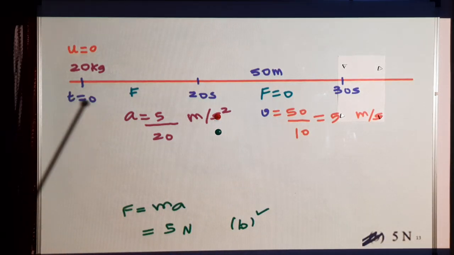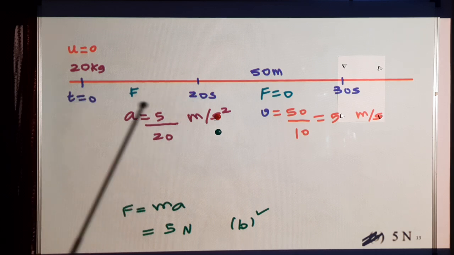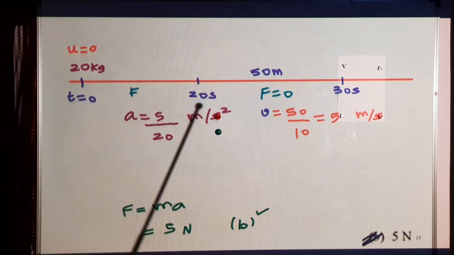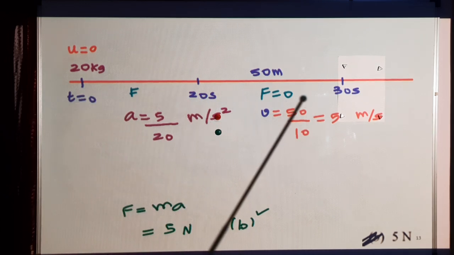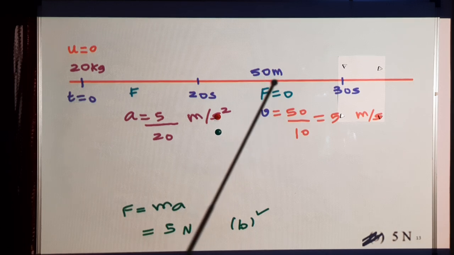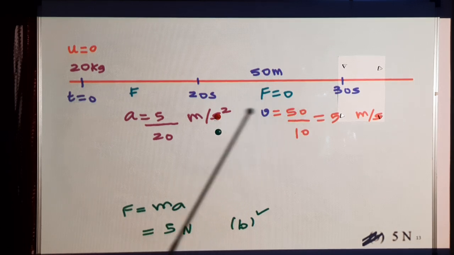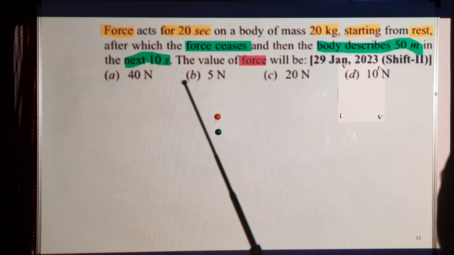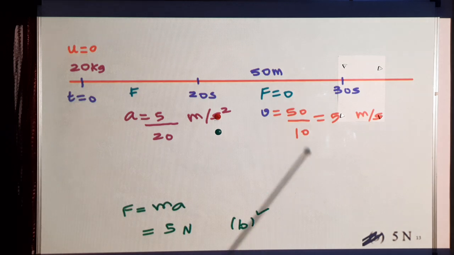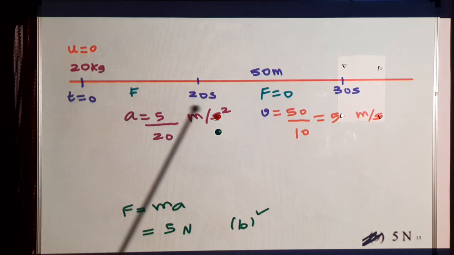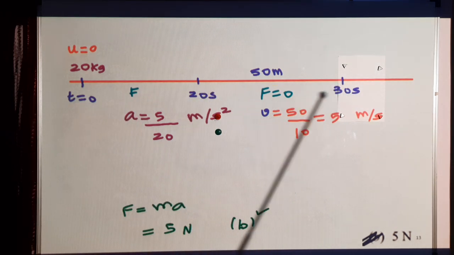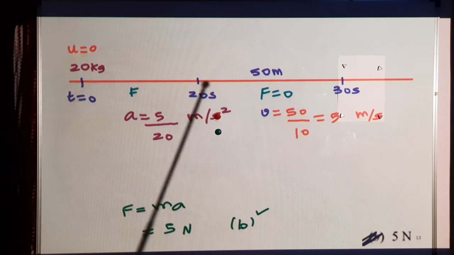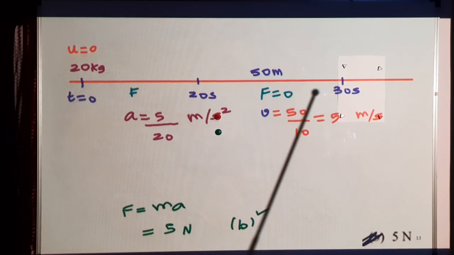So in this motion there are two parts. In the first part, for 20 seconds there is a force. After that, the force ceases to exist. In the second part, it travels a distance of 50 meters, given in the question, in the next 10 seconds. So here the time is 30 seconds. In this part, since the force is 0, acceleration is 0, so velocity is uniform. So what is the velocity here?